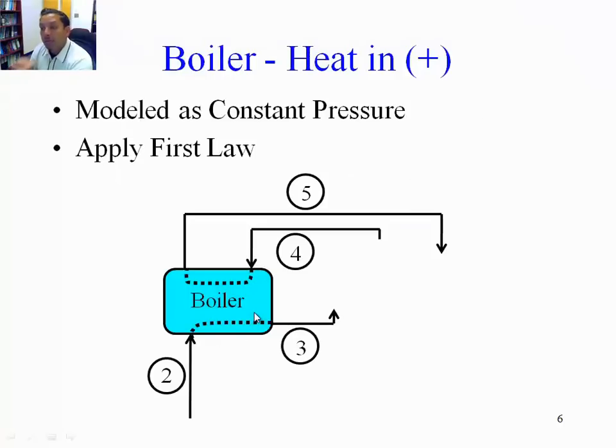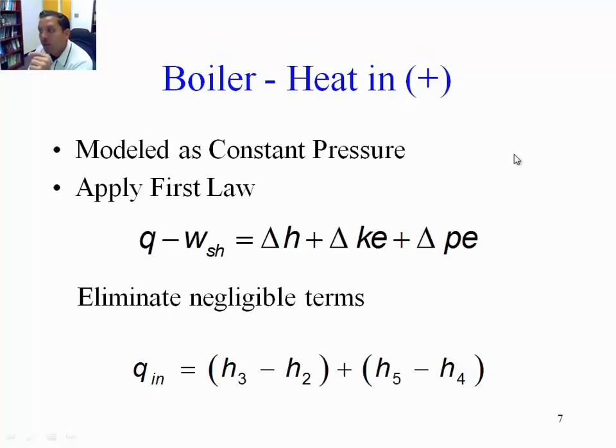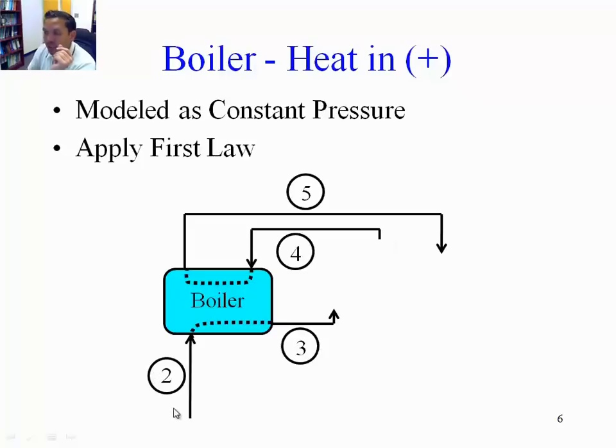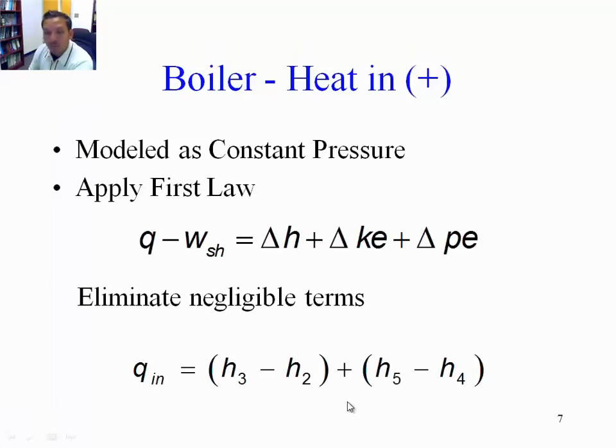Now, notice that the process in the boiler has changed, because we have 2 passes through the boiler. We have the process from 2 to 3, and we also have the process from 4 to 5 going through the boiler. And if we apply the first law of thermodynamics to this boiler, that has 2 inlets and 2 outlets, we'll notice that by eliminating all the negligible terms, which include the kinetic energy changes and the potential energy changes, we'll find that Qn, which essentially is Q from 2 to 3 and Q from 4 to 5, is delta H from 2 to 3, and delta H from 4 to 5.